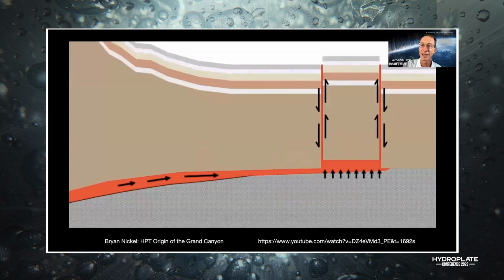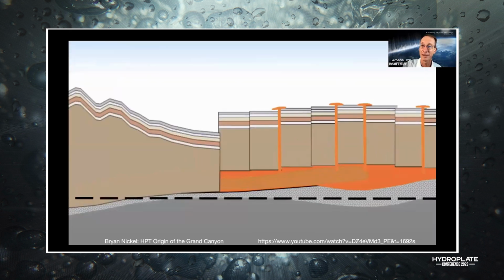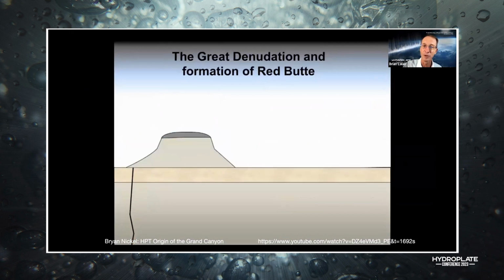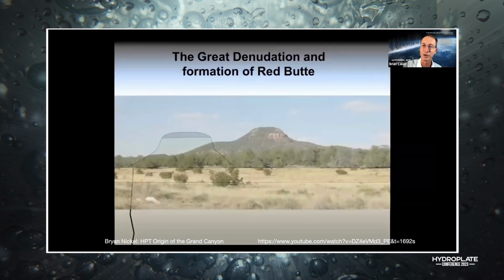Okay, and then the lava flows up there too, gets to the top, makes a layer of lava on top of the sediment, and then you get this great denudation coming through. All this water coming through isn't going to wash away the lava, but it's going to wash away what the lava didn't cover, and that gives us Red Butte.